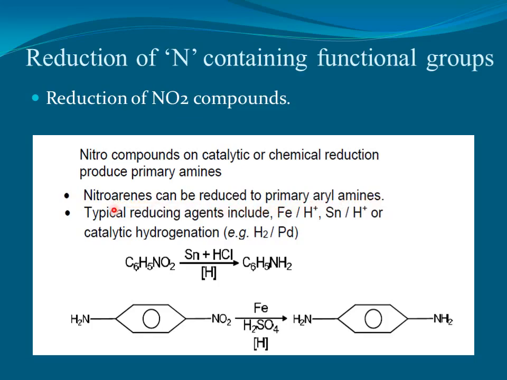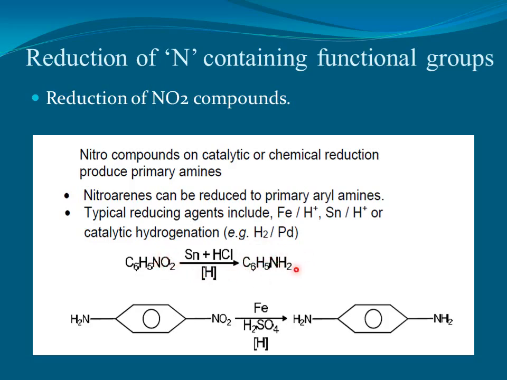Typical reducing agents include iron in the acidic medium, tin in the acidic medium, or catalytic hydrogenation, which you have studied so many times, hydrogen in the presence of platinum. Now students, this is a benzene ring attached to NO2, which is nitrobenzene. We can reduce it in the presence of tin, HCl, and it is going to give aniline, NH2C6H5. This NO2 is reduced to NH2 group.